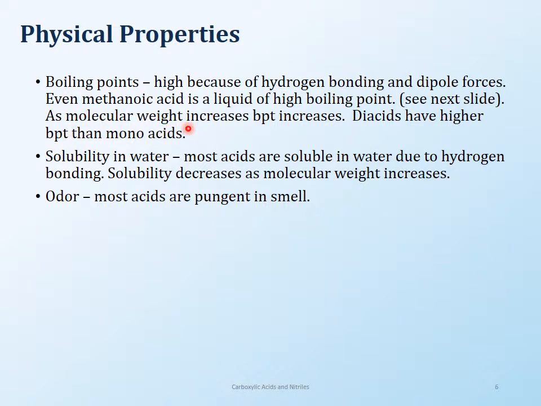So as the number of carbons increases, the boiling point also will increase. Now the diacids will of course have a higher boiling point than monoacids because they have 2 acid groups, okay? Obviously. So then the solubility also, most of the acids are going to be soluble in water because of the hydrogen bonding forces, and then of course the dipole forces, okay? And then solubility decreases with molecular weight because then you have more of the carbon in there, so more non-polarity goes in there. So the smaller ones like acetic acid, methanoic acid, they're completely soluble in water, no problems. And again, diacids will be more soluble in water than the monoacids will be.